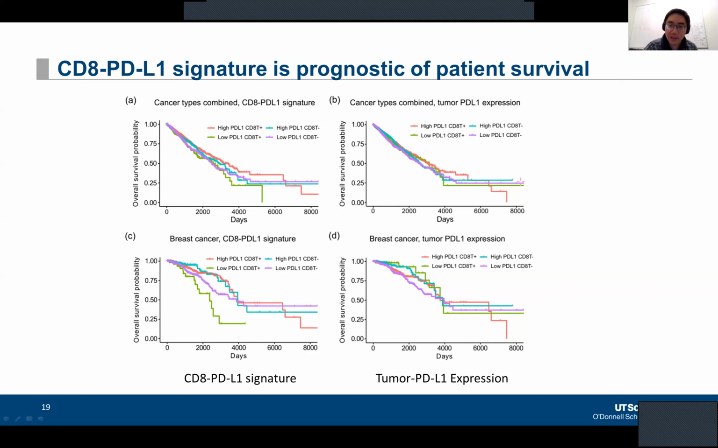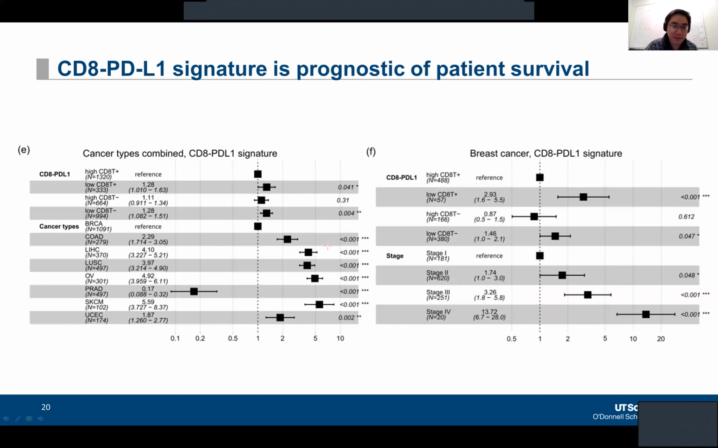And overall, our signature is more predictive of patient survival than just looking at tumor PD-L1 alone. And again, this is essentially a different representation of the data. Lower signature is indicative of worse survival if there is T cell infiltration in the tumor. But this is accounting for the different types of cancer. And in breast cancer, we account for different stages. We see the same thing.